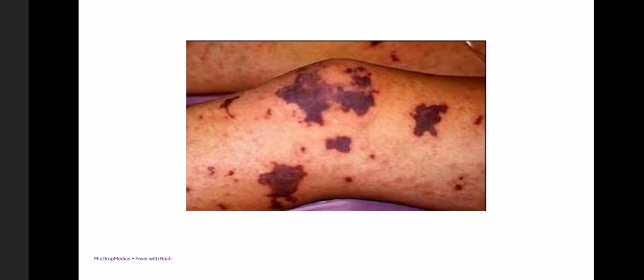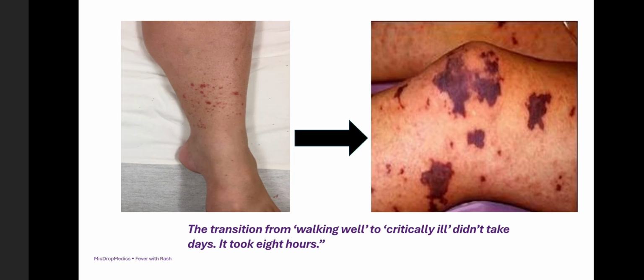Fast forward to 3 a.m. That same student is in the ICU. Those 3 tiny spots have coalesced into massive purple lakes of purpura fulminans. He is in septic shock. His kidneys are failing. The transition from walking well to critically ill didn't take him days, it took him 8 hours.